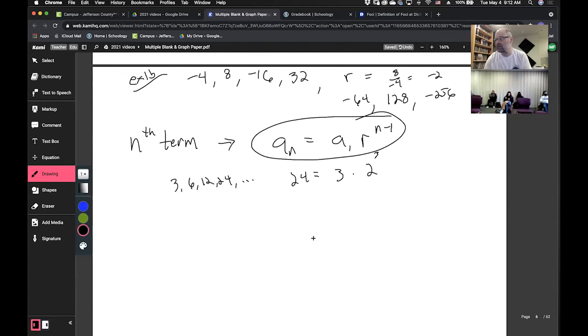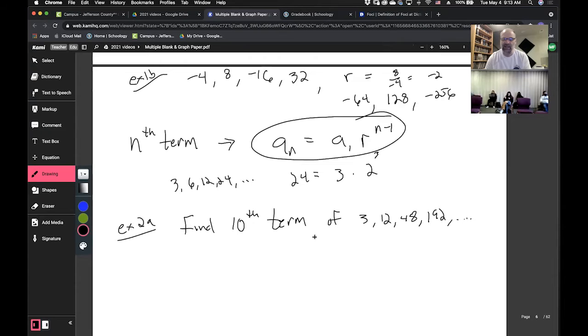So you can plug that in to find the nth term. Let's say example 2a is find the 10th term of 3, 12, 48, 192, and so on. Okay, so it looks like we're multiplying by 4. So that's our r value. Let's plug it into our formula here. A of 10 is going to be A of 1, which is 3, times 4 to the 10 minus 1, which is 9. Okay, 4 to the 9th. Ooh, that's a big one.